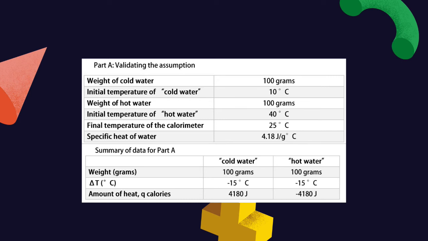Part A shows the table validating the assumption. We can see the weight of the cold water along with its initial temperature, the same with the hot water's weight and initial temperature, and the final temperature of the calorimeter. We also have the specific heat of water. And so for the summary of data for part A, we can notice that they both have the same weight and temperature. However, they have different amounts of heat here in this table, with the cold water at 4,180 joules and the hot water at negative 4,180 joules.